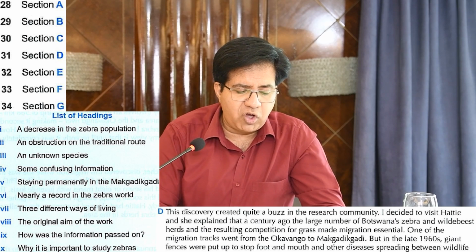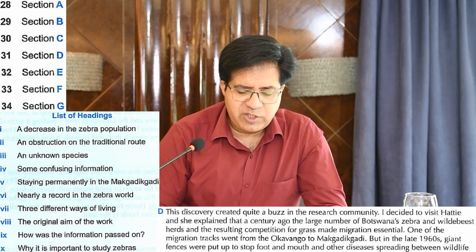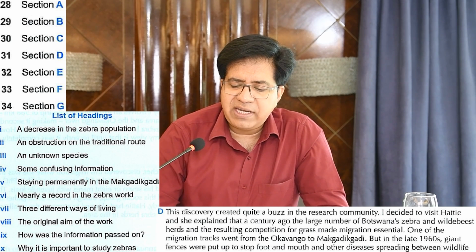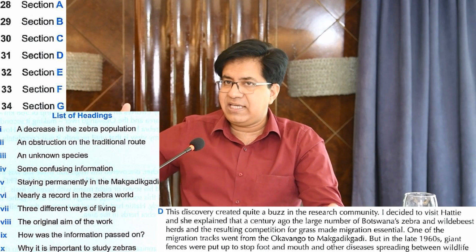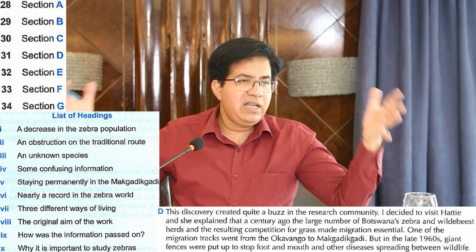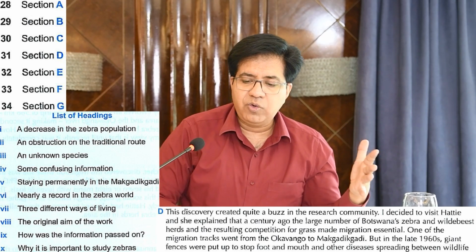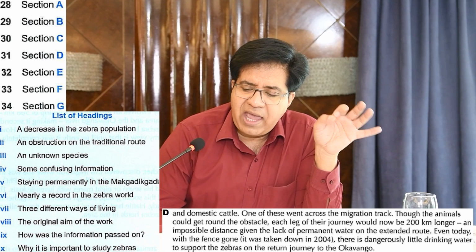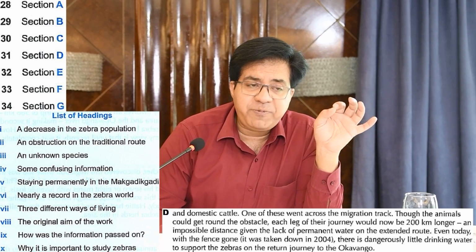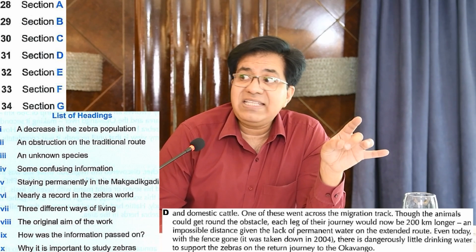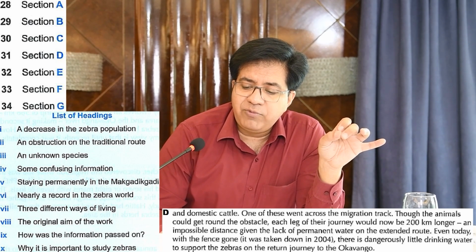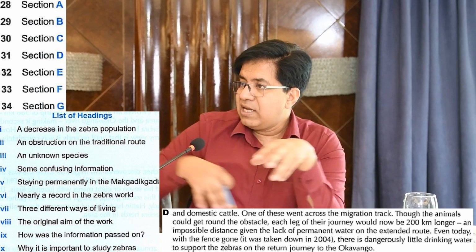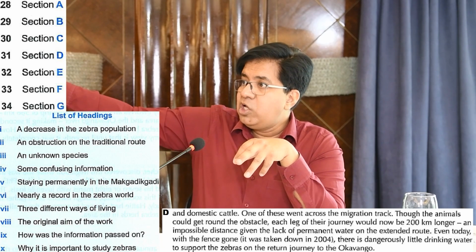Fences were put up to stop foot and mouth and other diseases spreading between wildlife and domestic cattle. So one of these went across the migration track. Now they're talking about fences between wildlife and domestic cattle. Those fences were like an obstruction. So now let's read on. Please come to the next page. One of these went across the migration track, though the animals could get round the obstacle. What is that obstacle? Fences. Okay, each leg of the journey would now be 200 kilometers longer because of the obstruction, those fences. Now their journey was 200 kilometers longer than before.